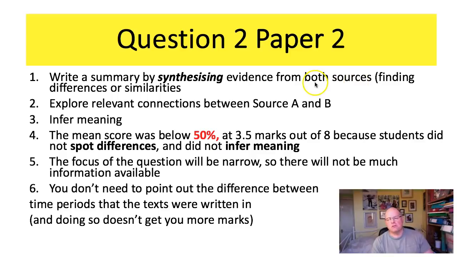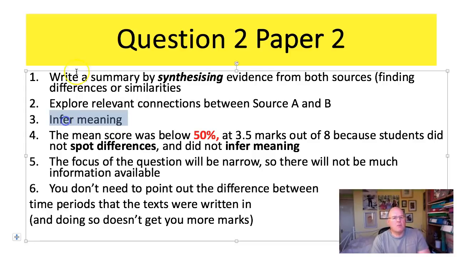So first, you've got to find equal bits of evidence from source A and source B, and they'll either be similarities or differences. Well, what's so difficult about that is lots of students found the differences, but they found obvious differences, they didn't infer. And when this is in the exam question, what the examiner is really telling you is that these differences or similarities aren't so easy to spot. You've got to read between the lines. And I'll show you in a minute what that looks like.